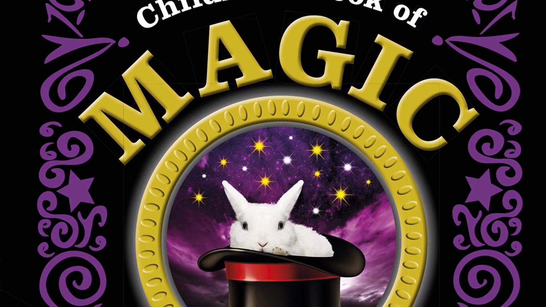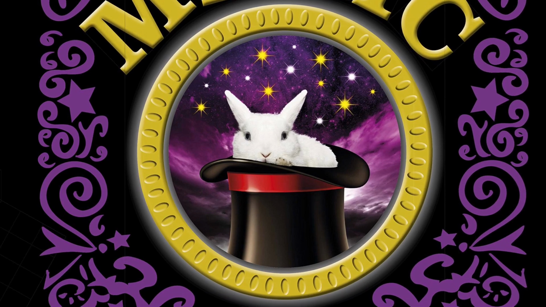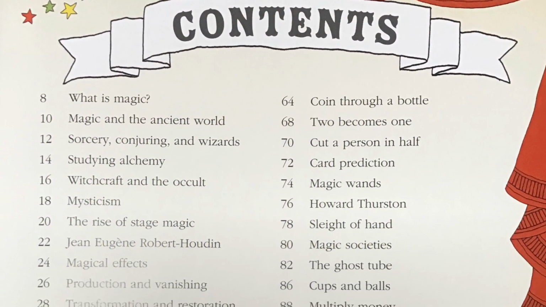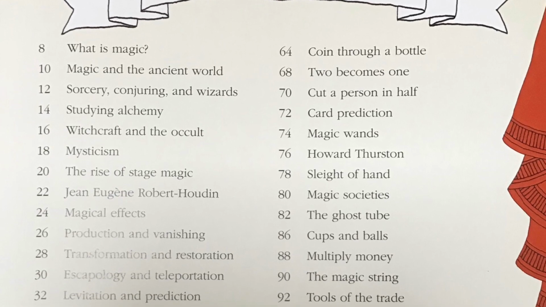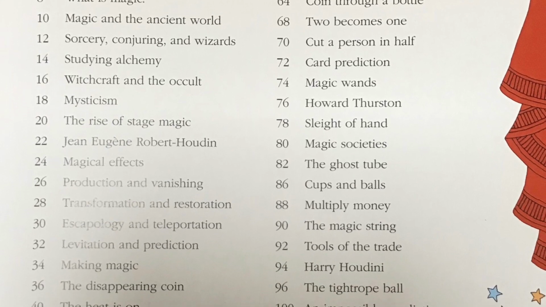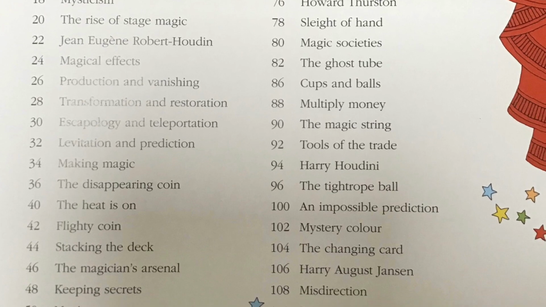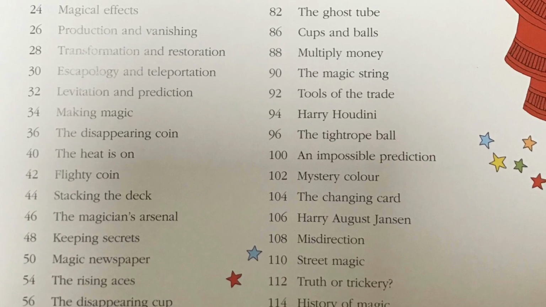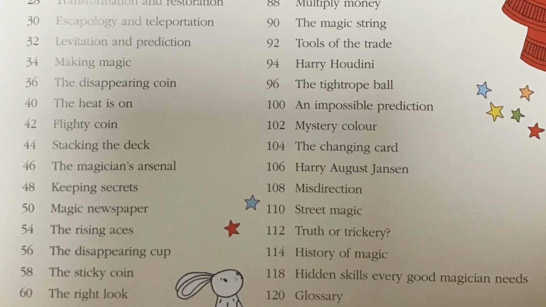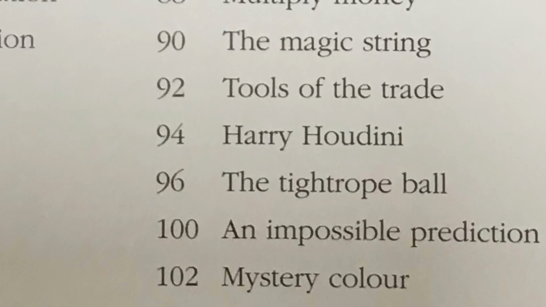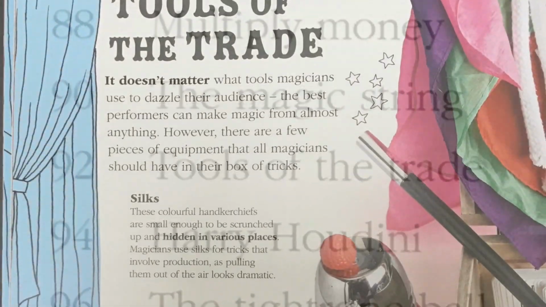Now it's my turn to read some of the text. I'd like to find out today about what sort of equipment magicians have to use. I know that's going to be called tools of the trade, and in a non-fiction book I can use the contents page to help me. Can you spot what page I need to go to find out about tools of the trade? Well done if you've spotted that I need to go to page 92. Let's have a look.